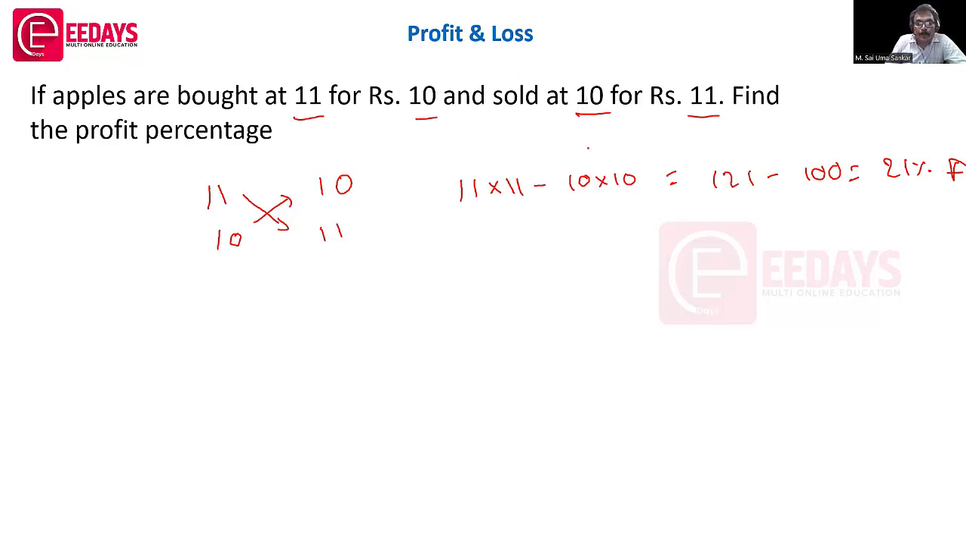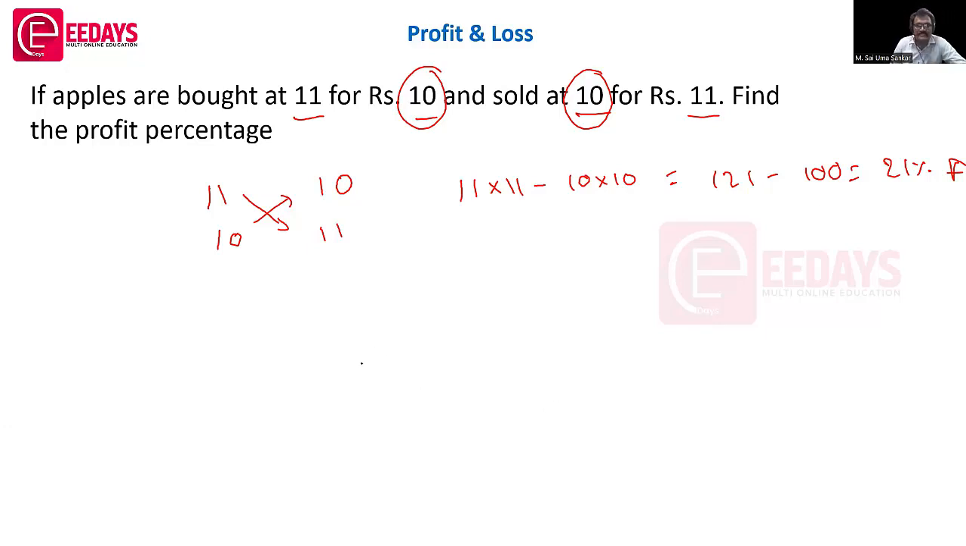If the product of these two numbers is equal to 100, then only this technique is applicable. All of you listen carefully. If the product of those two numbers is equal to 100, then only this technique is applicable. Otherwise, it is not applicable.